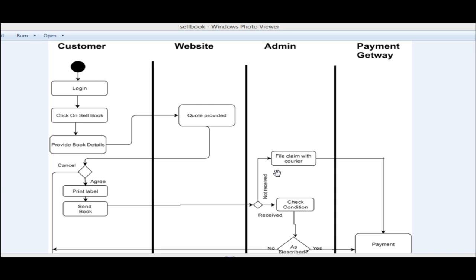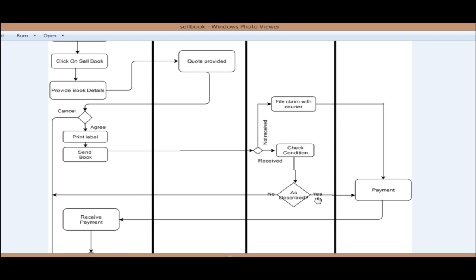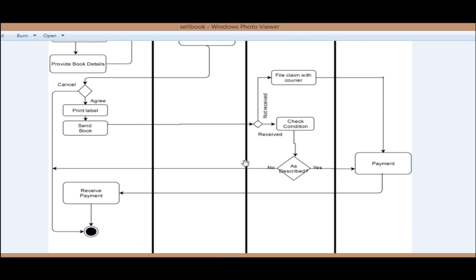If not received, file a claim with the courier and payment gateway. The information is sent to the payment gateway and the condition is checked. Is the condition good or not? If the condition is as described, yes, go to payment receipt and release the payment. If no, not as described, go to finish. If the condition is as described, the payment is released, and the customer receives the payment or not.